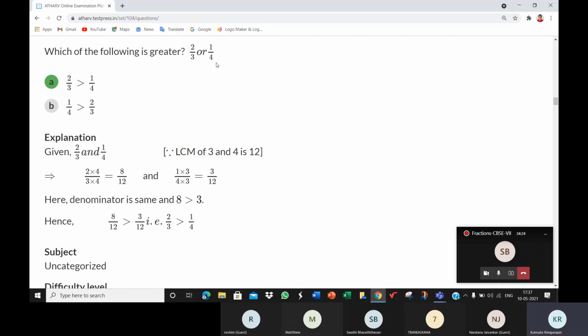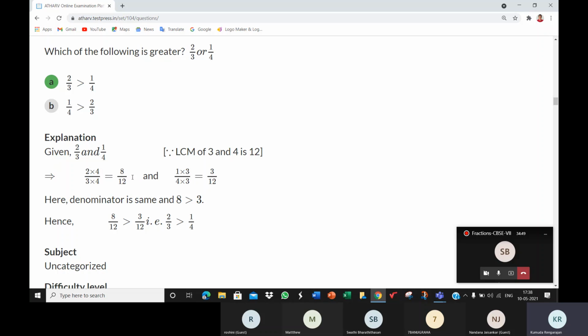The fractions are unlike fractions. You find the LCM, make them like fractions by using the concept of equivalent fractions. See, here it is not plus or minus. You should not add or subtract. They're asking which is greater. So no addition, no subtraction. You should take them separately and bring them to the same denominator.